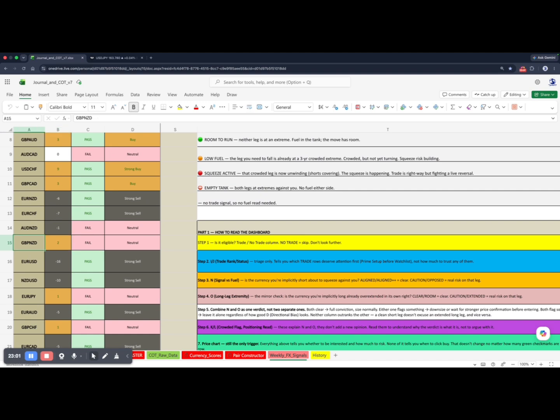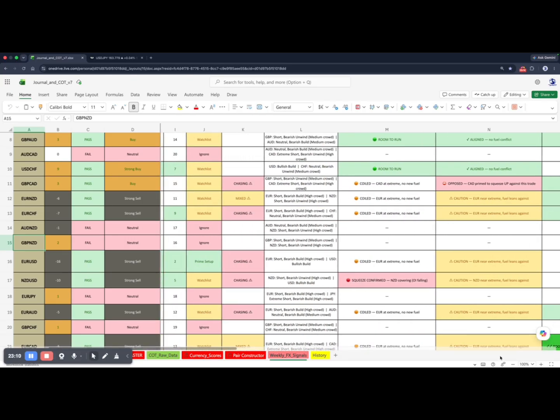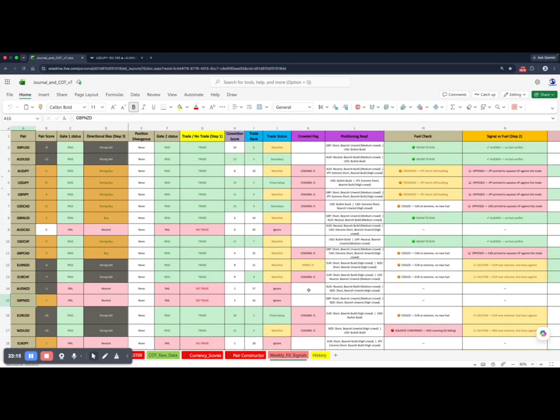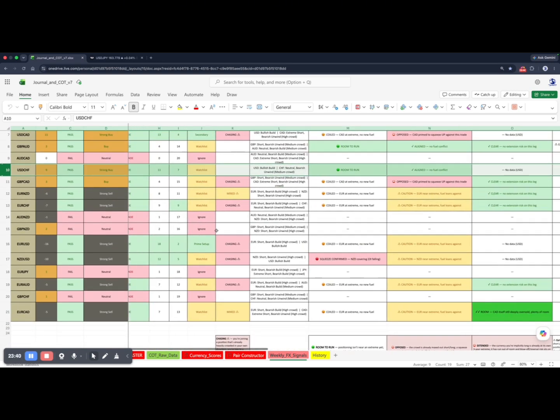So, yeah, fairly long video. A lot of information to take in. But this is how I approach my swing trading each week before I even go over to the charts. I'm looking at what do we have that's looking good. So right now, pound US dollar, Aussie dollar US dollar, pound Aussie, US dollar Swiss franc, and that's about it. Yeah, hope that helps.